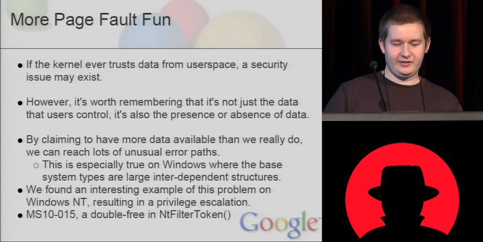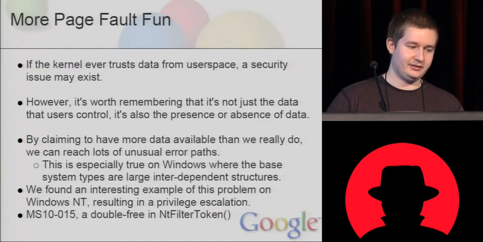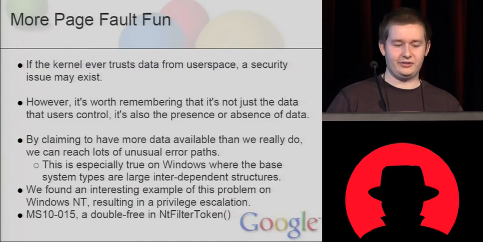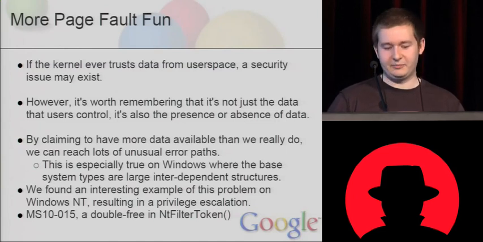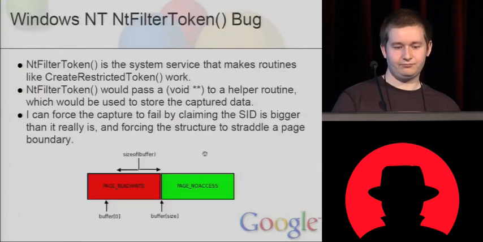And we found an example of this that could result in a privilege escalation on every version of Windows NT. The bug wasn't particularly exciting because you had to win a race condition to get code execution. It wasn't particularly exciting for attackers simply because nine times out of ten you're going to get a bug check rather than code execution. But it was a legitimate issue, and it was a double free in NtFilterToken.